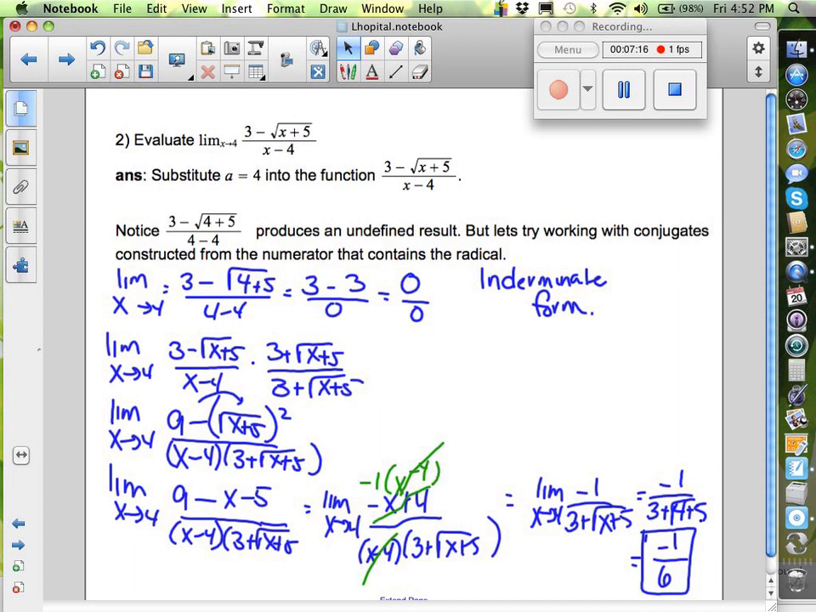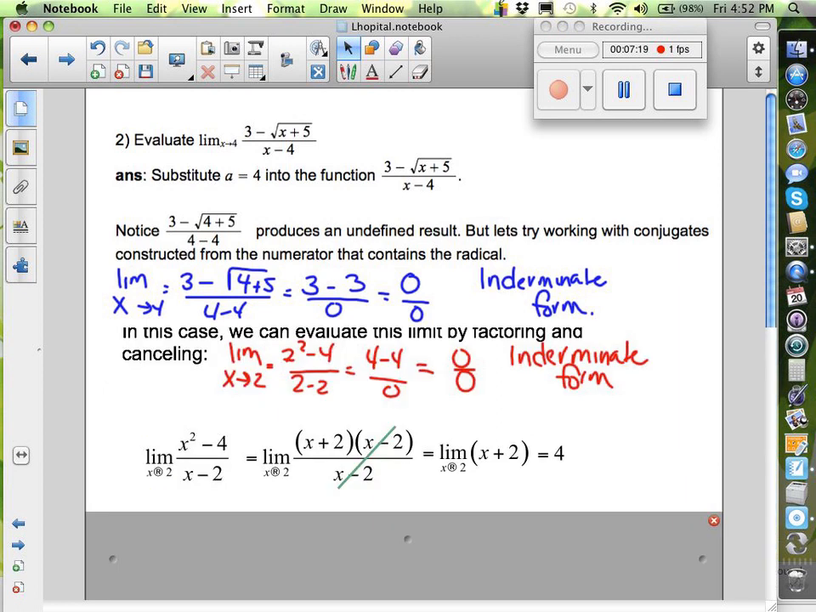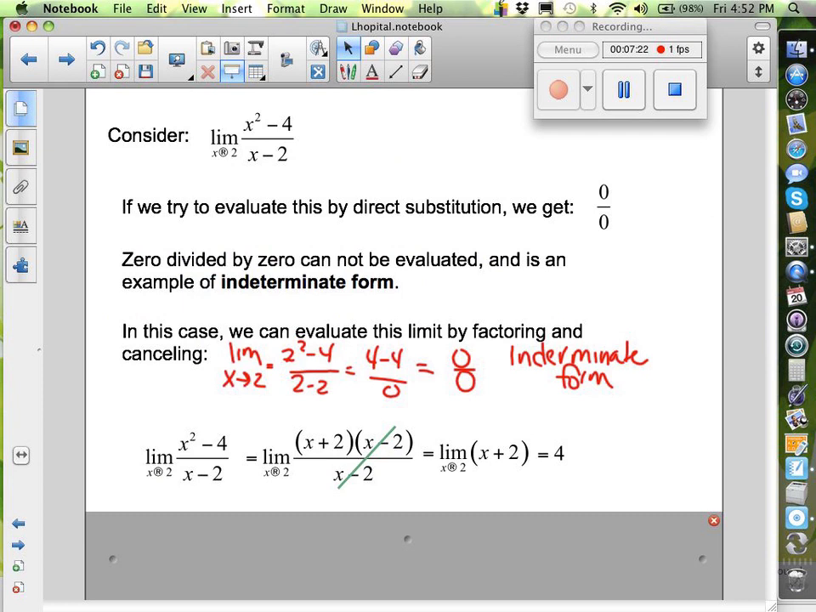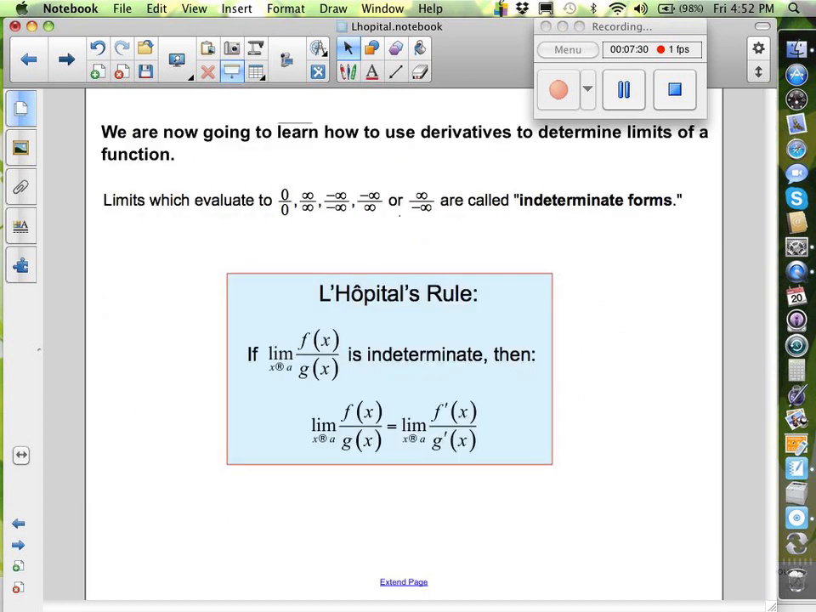So for instance, here, 3 minus the square root of x plus 5, that's a function. X minus 4, that's a function. Back here, x squared minus 4, that's a function. X minus 2, that's a function. We couldn't use L'Hopital's rule if instead of an x minus 2, there was just a 2 there.